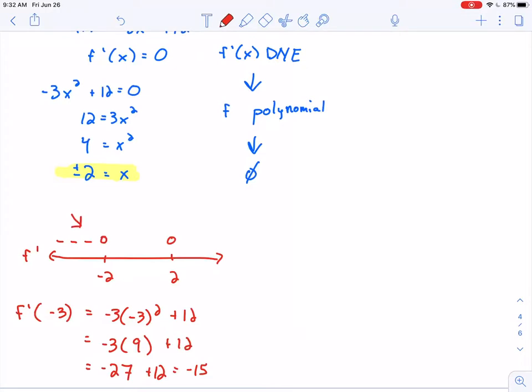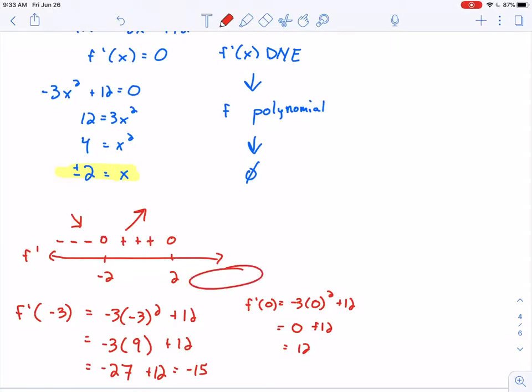Now I need a number between negative 2 and positive 2. 0 seems like a very good choice here, so I'm going to take 0 and plug that into my derivative. Negative 3 times 0 squared plus 12. We've got 0 plus 12 gives me 12. So my derivative is a positive 12 between negative 2 and positive 2, which means that my function is increasing over that particular interval.